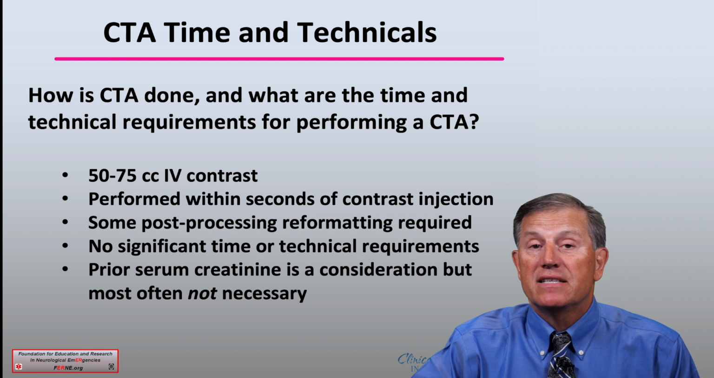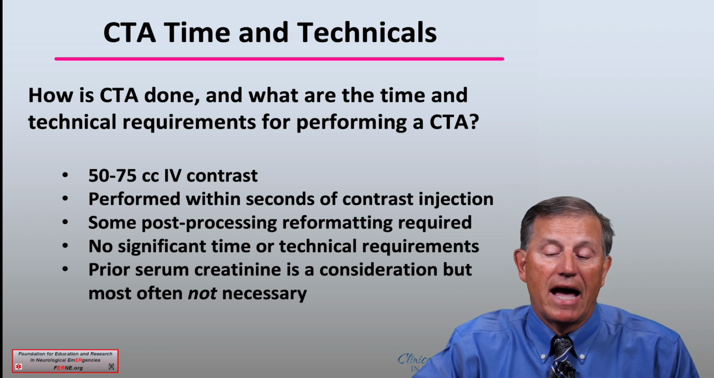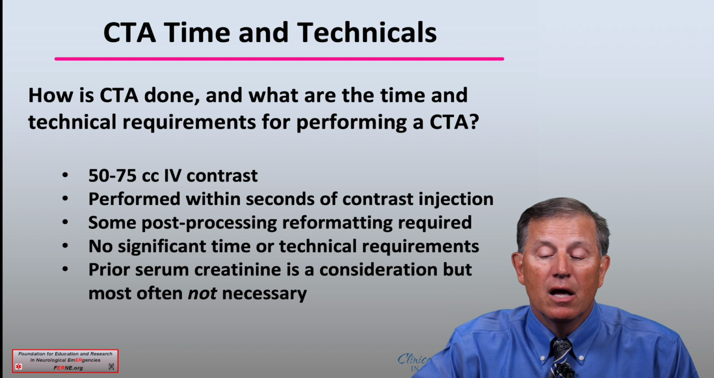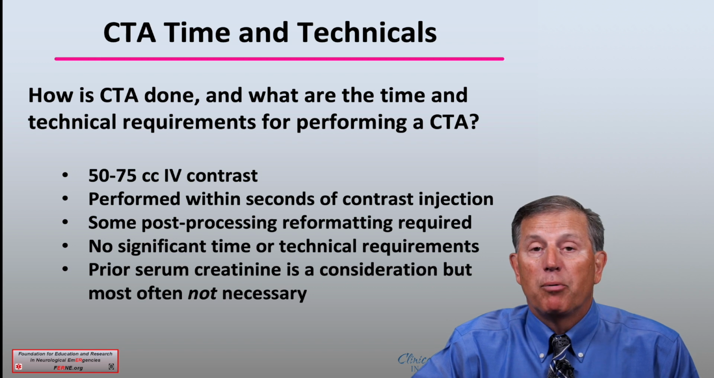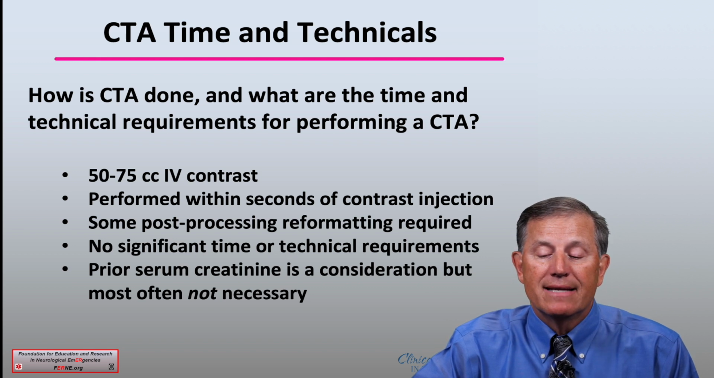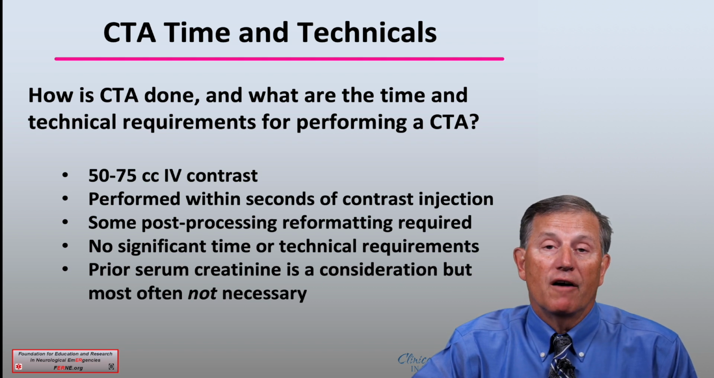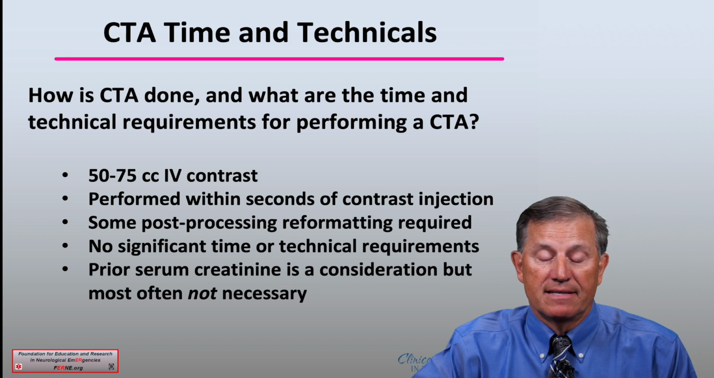How is a CTA done, and what are the time and technical requirements for performing a CTA? 50 to 75 cc's of IV contrast are provided. It is performed within seconds of the contrast injection. There is some post-processing formatting required, but there's no significant time or technical requirements for this testing. And importantly, prior serum creatinine is a consideration for those who are at risk for severe renal disease or renal failure, but in most patients it is not necessary.